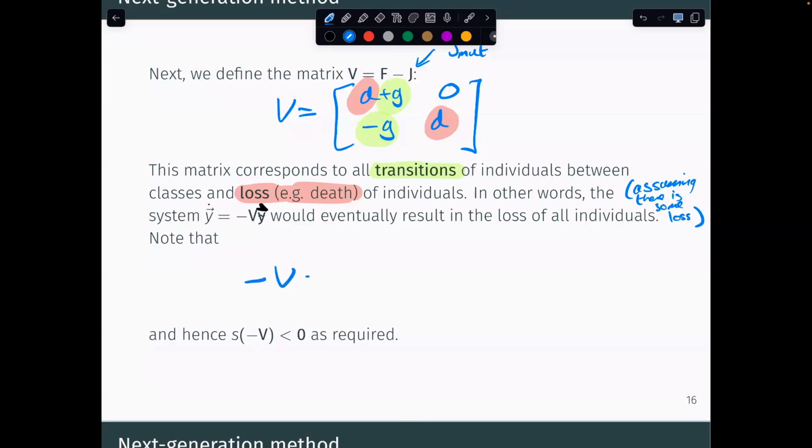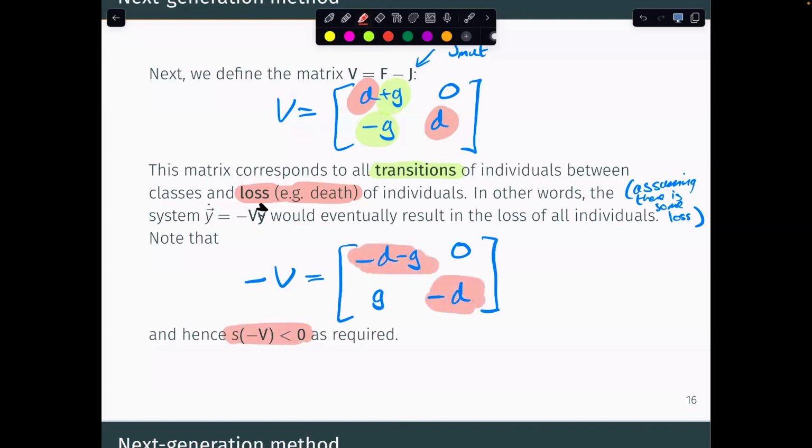We write down what this minus V is. It's just going to be minus D minus G, 0, G and minus D. And we can see from here that the spectral bound of this matrix minus V is going to be negative. In other words, what is the maximum real part of the eigenvalues of this matrix minus V? Well, we can see straight away here that the elements on the main diagonal are going to be the eigenvalues. D and G are both positive, so these are both going to be negative. So our spectral bound for this matrix minus V is going to be negative as well.